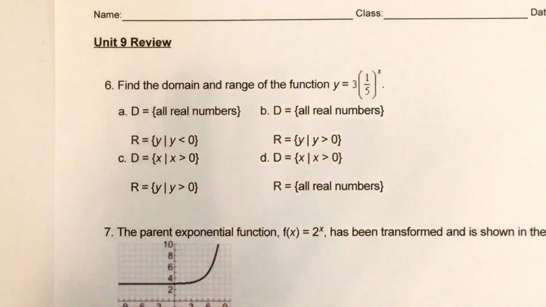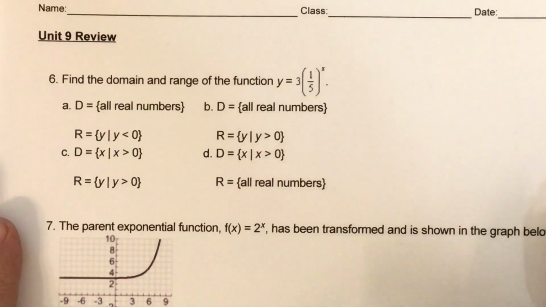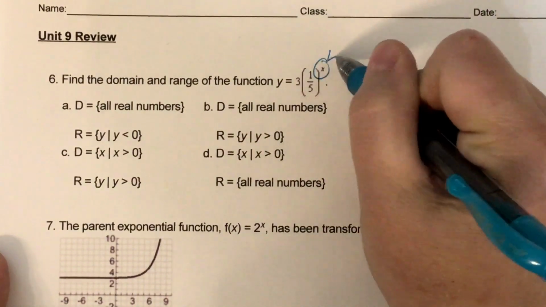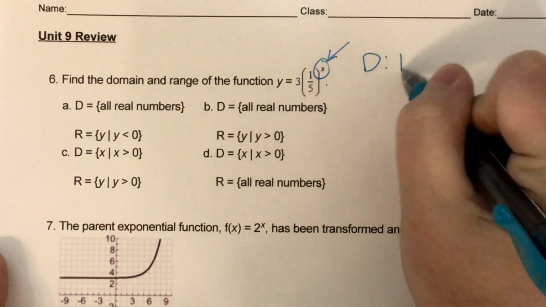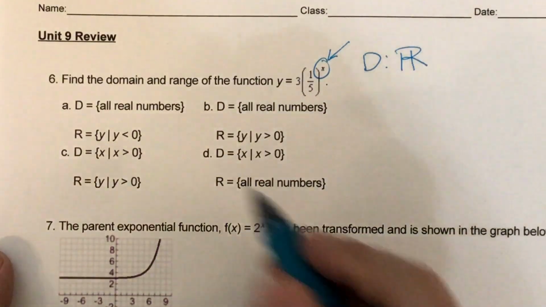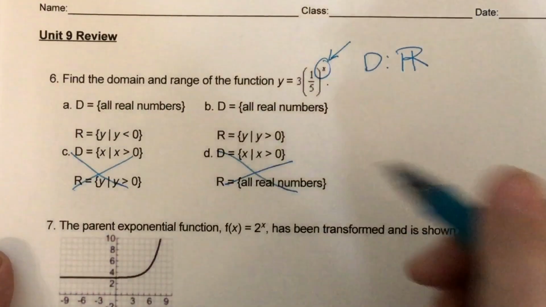All right, number 6, a different kind of problem. It says, find the domain and range of this function. Okay, well, first of all, it's exponential because the x is an exponent. And I just said a little bit ago, the domain is always all real numbers if it's exponential. So I can get rid of C and I can get rid of D.